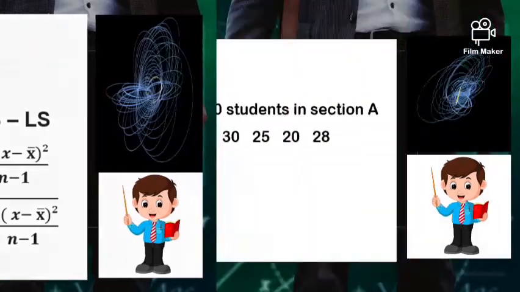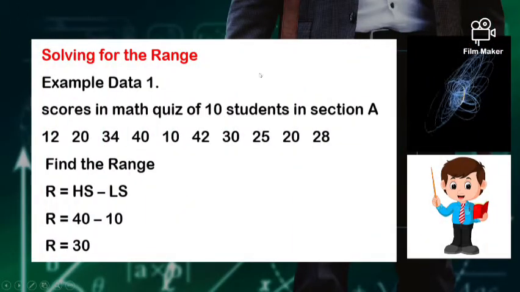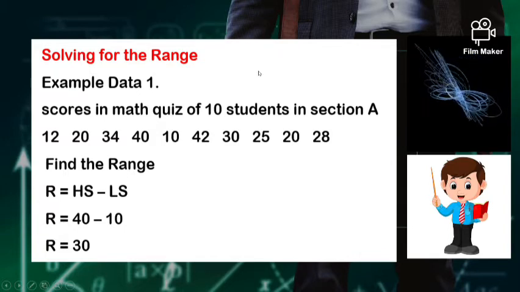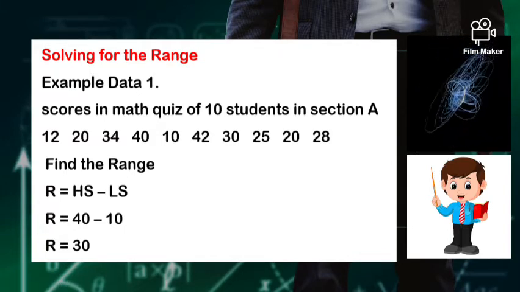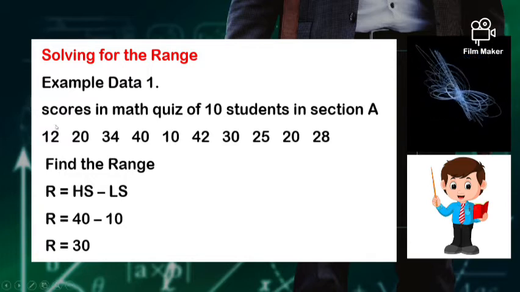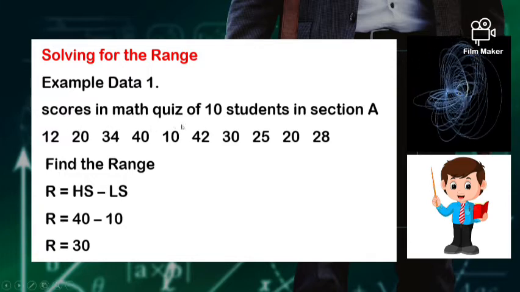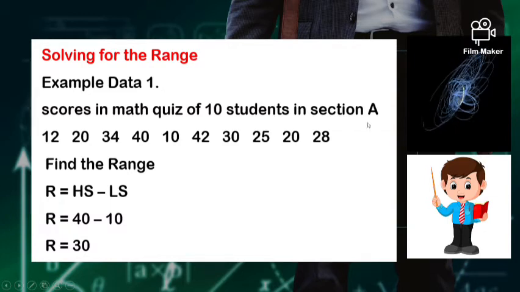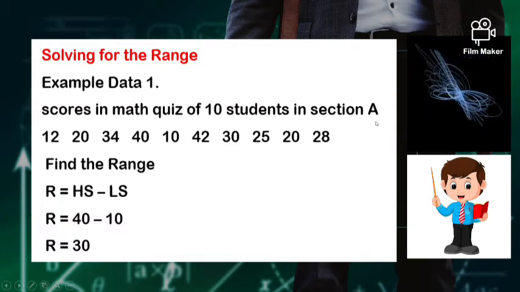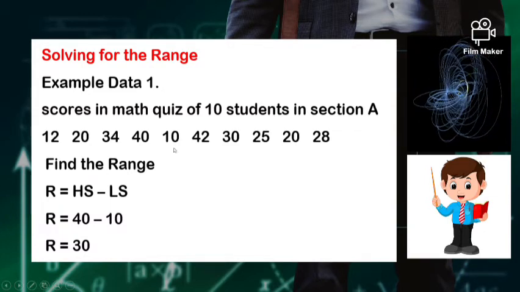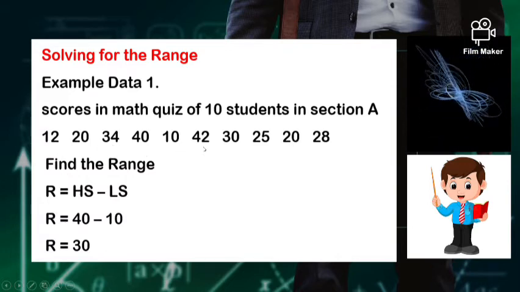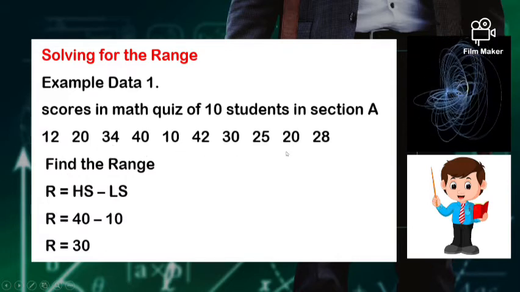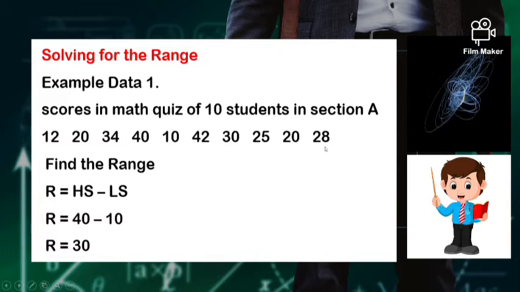Let's continue. Now let's try solving for the first measure, the range. Example data from ungrouped data: scores in a math quiz of 10 students in section A. Take note, this is section A. We have the scores 12, 20, 34, 40, 10, 42, 30, 25, 20, and 28.